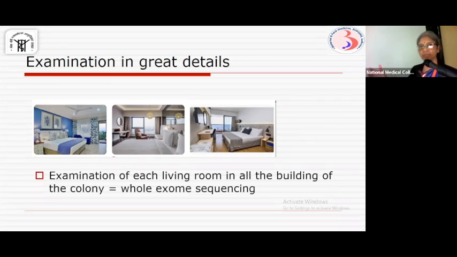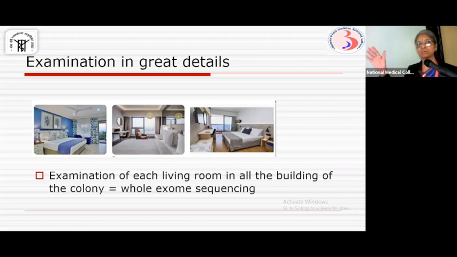First is looking into the buildings from outside, that is karyotype. Looking at every floor is microarray. Looking into every meaningful room is exome sequencing. And here, mind you, we have not examined the toilets and probably the kitchen and all. So whole exome sequencing doesn't mean looking into every defect of the gene.